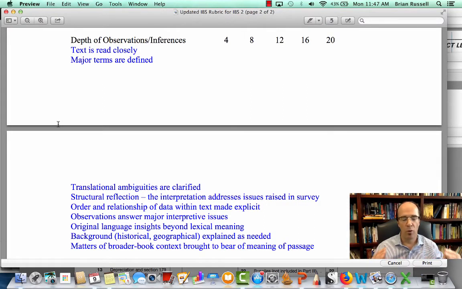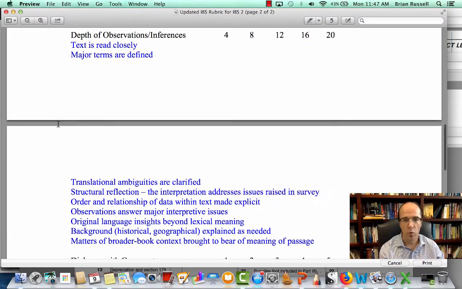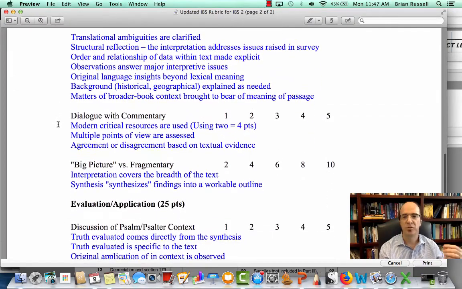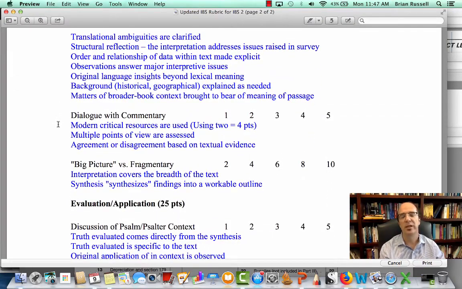Again, if you want to know what you should be doing on your assignments, dig deeper into the text. So read the text closely. Make sure that you work with major terms. Observe translational ambiguities and talk about what the differences are.